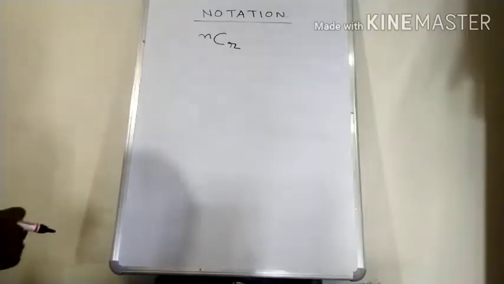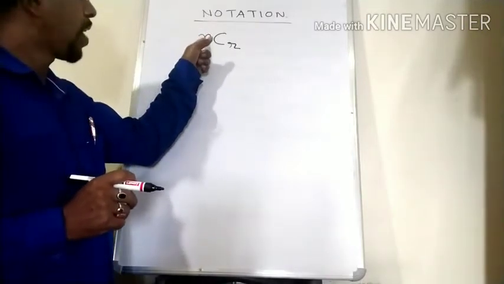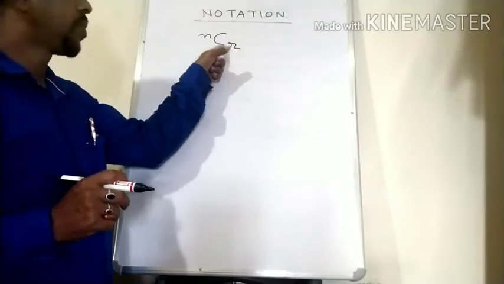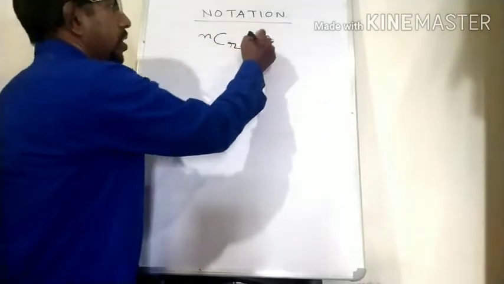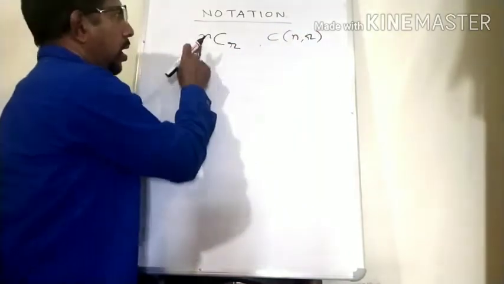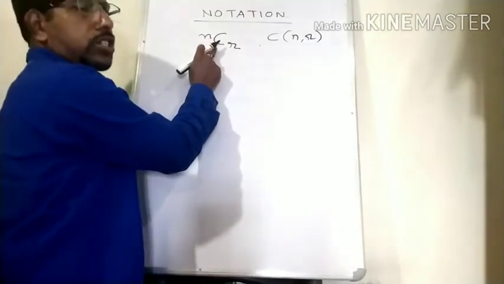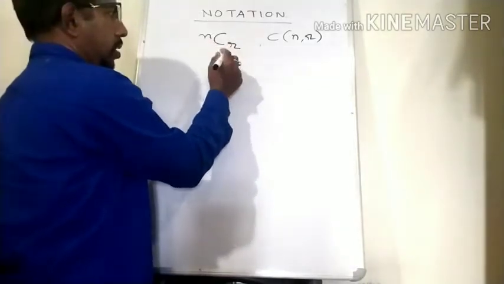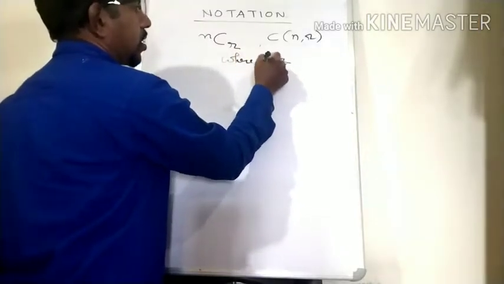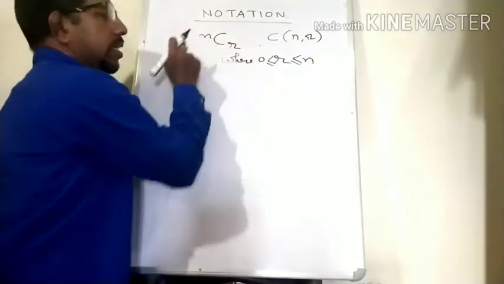Now, what is the notation of combination? The number of combinations of n objects taken r at a time can be denoted by nCr, or you can denote it by C(n, r). But we use this one, n objects r at a time. This is the notation for combinations r at a time, where r is always greater than or equal to 0 and less than or equal to n. This r cannot exceed n.